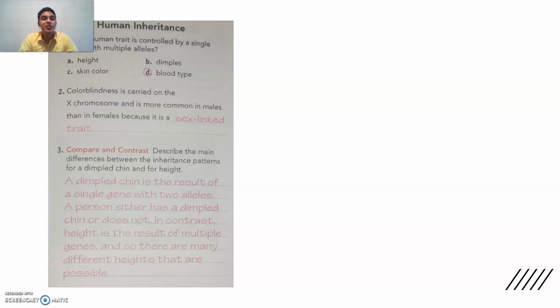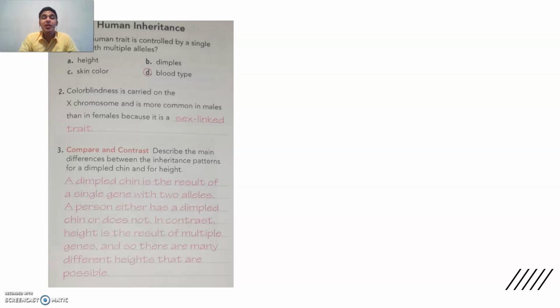Which human trait is controlled by a single gene with multiple alleles? Based on what we have studied in previous topics, you will notice that it is blood type. Of course, we are going to have the recombination of many different alleles from the father and from the mother, and at the end we are going to generate a special blood type.